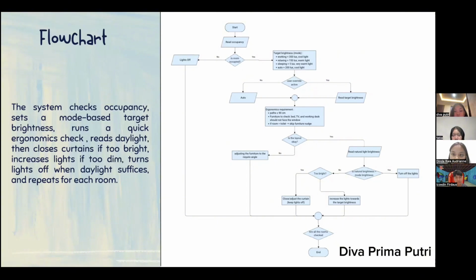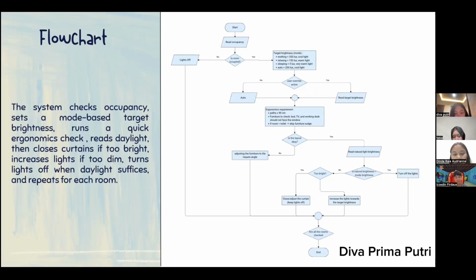Before changing the light, we need to run a quick ergonomics check, which includes the bed, TV, and desk, that shouldn't be facing towards the window. If the layout isn't okay, then we need to adjust the furniture angle. When the layout passes, we need to measure the natural light next. If the daylight has already met the target mode, then we turn off the light, since we're utilizing the natural light. If it's too bright, then we need to close or adjust the curtains. And if it's too dim, then we need to increase the light towards the target mode.